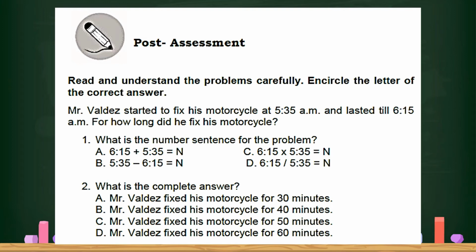A. 6:15 plus 5:35 is equal to n. Letter B. 5:35 minus 6:15 is equal to n. Letter C. 6:15 times 5:35 is equal to n. And letter D. 6:15 divided by 5:35 is equal to n.